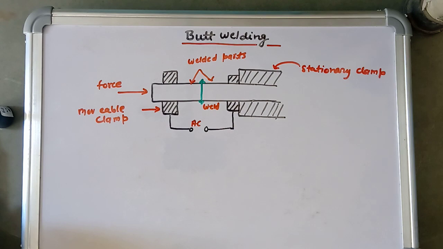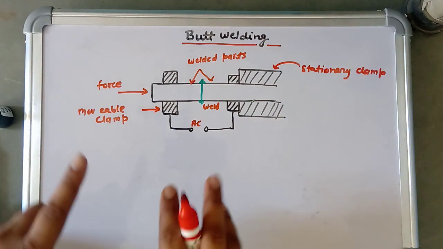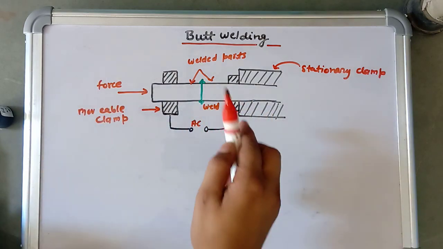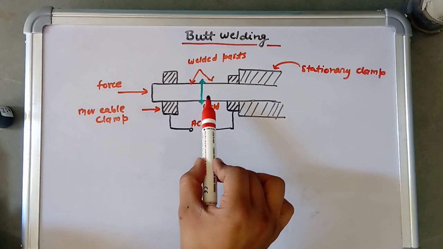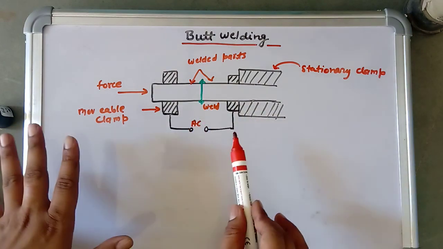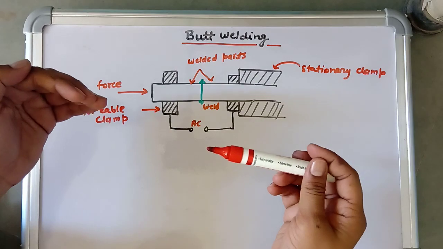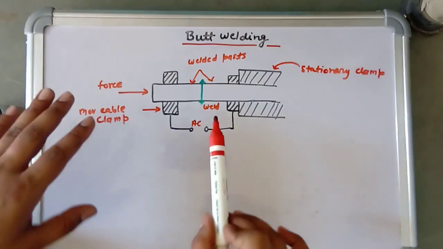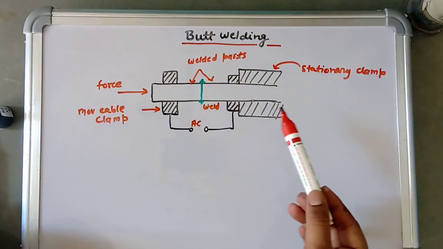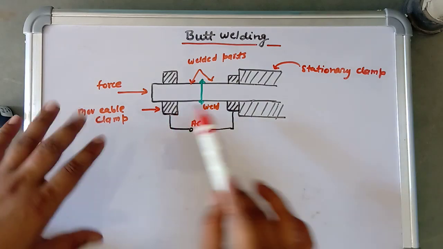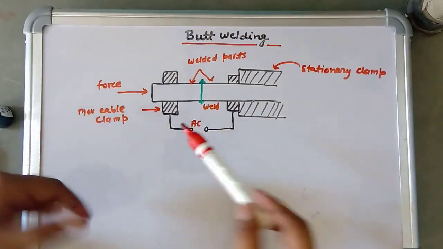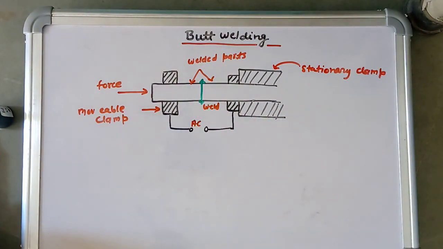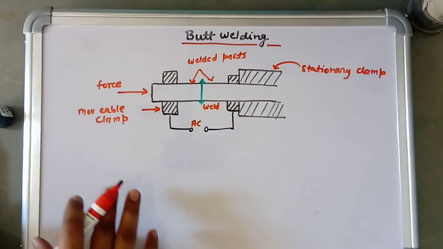Basically in butt welding, the two parts to be welded together are placed touching each other end to end so as to form a butt joint. A pressure is applied in the axial direction of the job. The jobs are securely clamped, and heavy current is passed through them. The heat produced raises the temperature of the material and fusion takes place at the point of contact. So this is our butt welding.